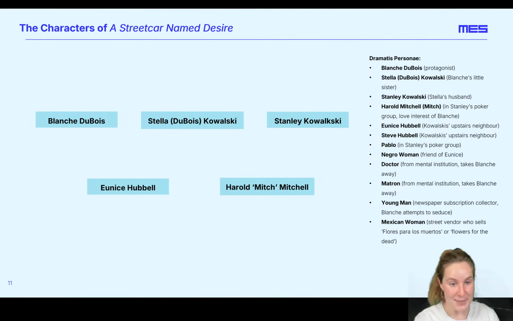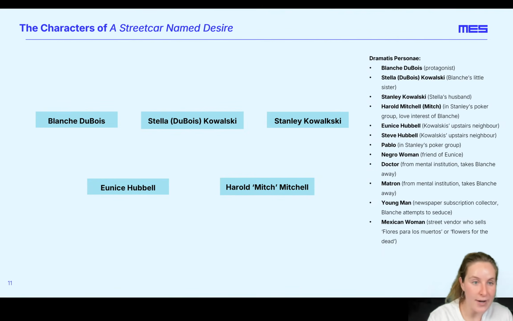Here are our characters. These in blue are our major characters, and then the dramatis personae is the full list of characters. So you can see there's not a huge amount more. Blanche arguably is our protagonist because really the play starts and ends with her. In terms of her arrival, she's not the first character on stage, but it is her arrival that to a certain extent catalyzes the play, and it's her departure at the end that finishes it and concludes it.